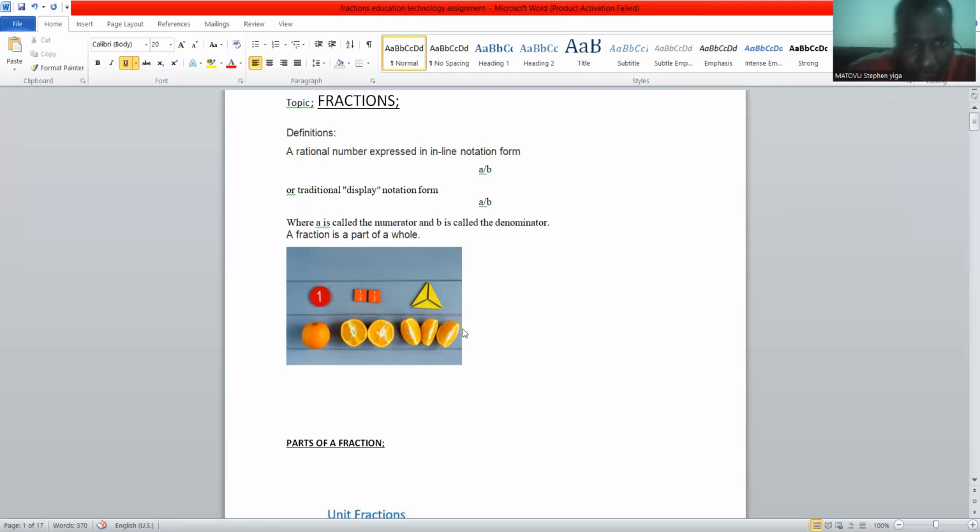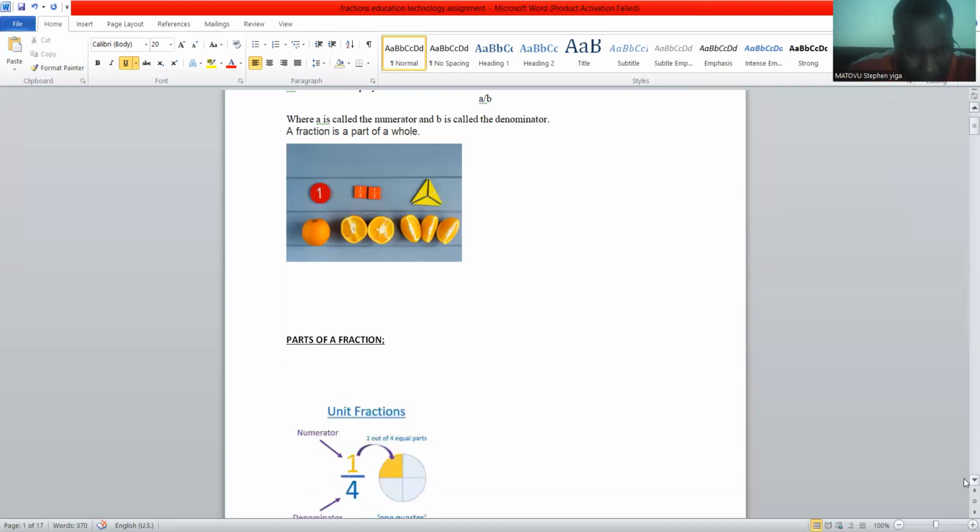That is why when you cut a mango into a half, it becomes 1 over 2, and when you cut it into 3 slices, it becomes 1 over 3, or into thirds, whereby the denominator is 3. If you share 1, it will be 1 over 3. If you give away 2, you will be giving out 2 thirds.